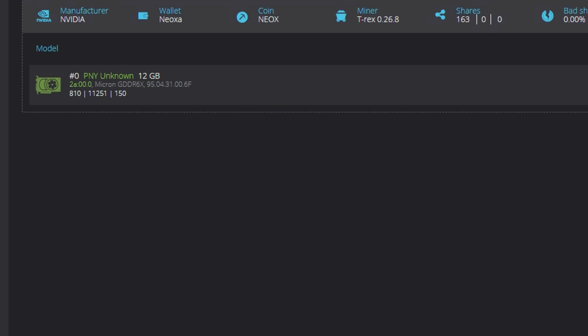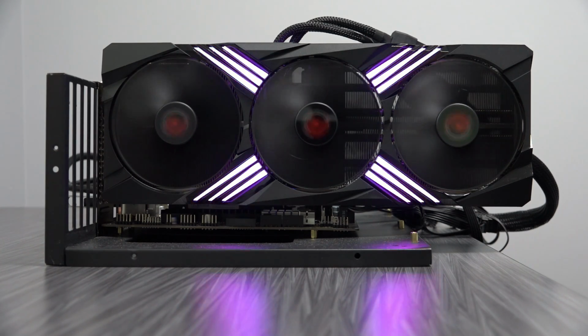Before I forget, let me draw your attention to the GPU description. It's being identified as unknown. This is due to Rave OS not yet being updated. I expect a future update to the software will address this though. Let's move on to Flux.